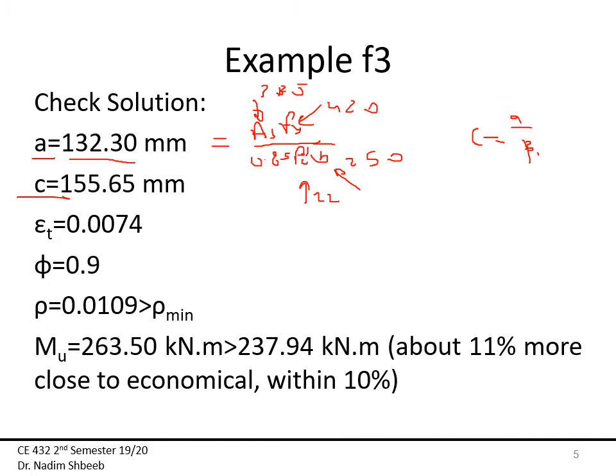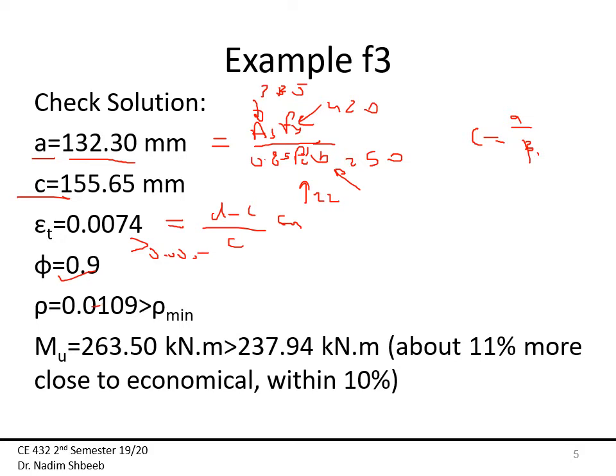Now I want to calculate the net tensile strain, and that's simply D minus C over C times epsilon ultimate. From that, I'm getting that to be 0.0074, and since this is larger than 0.005, then my phi is going to be equal to 0.9.